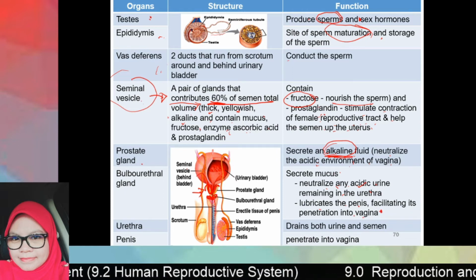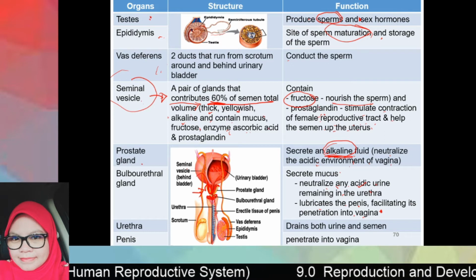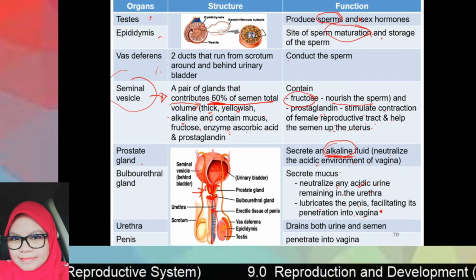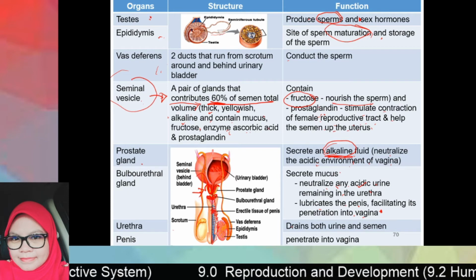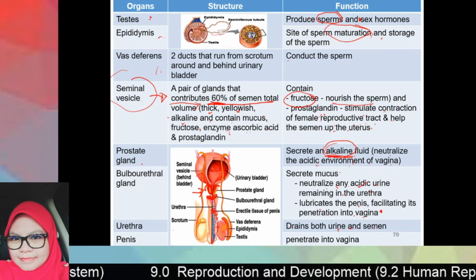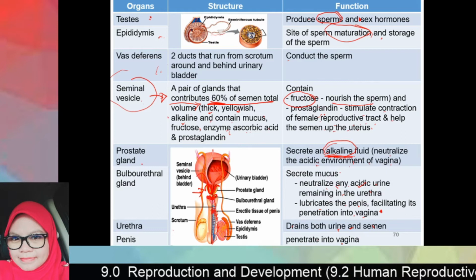And then it goes to the urethra. Here is the urethra, the blue one. It drains both urine and semen. Then the penis penetrates into the vagina.